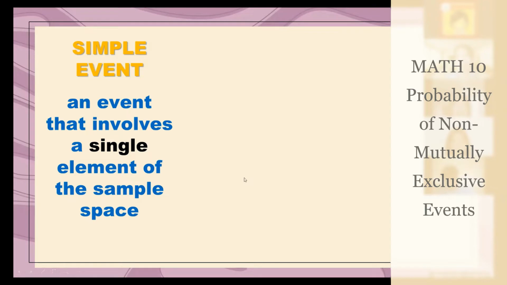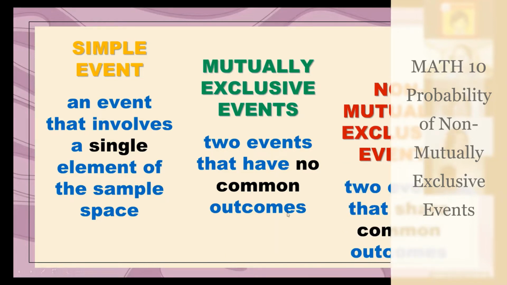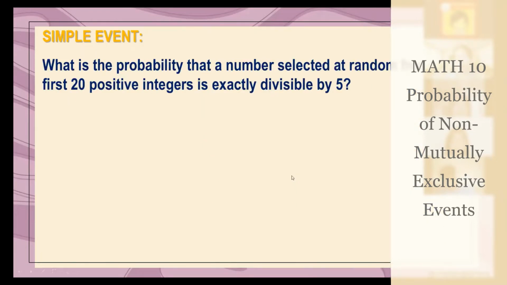So look at this. Just to differentiate the three: simple event, an event that involves a single element of the sample space. And then mutually exclusive last week, two events that have no common outcomes. And then non-mutually exclusive or inclusive, two events that share common outcomes. So, madaling tandaan naman.